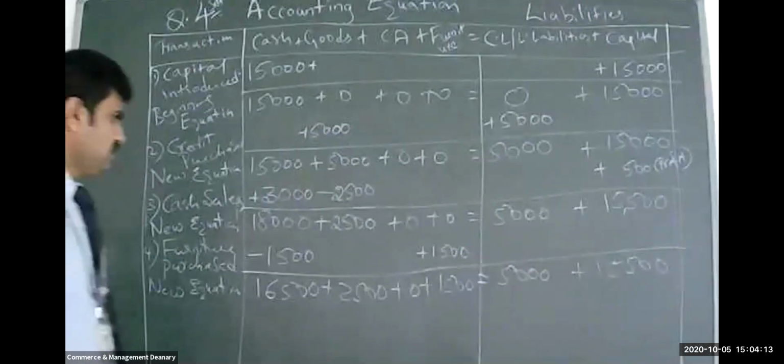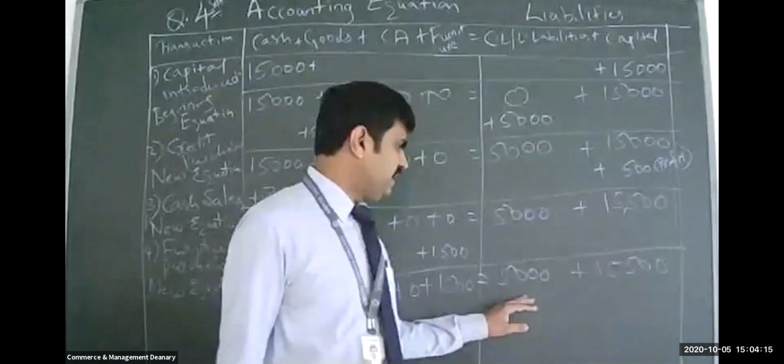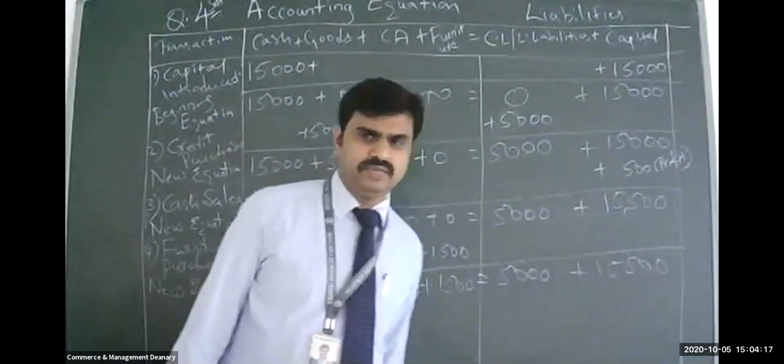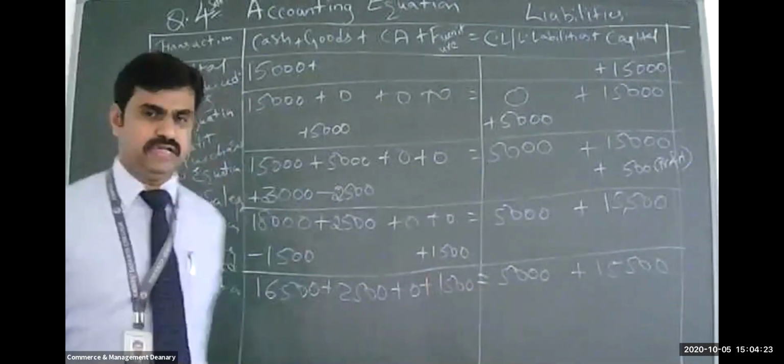20,500. Also on the right hand side, 5,000 plus 16,500. How much? 20,500. Then both of that is correct. So you can proceed to the next transaction.